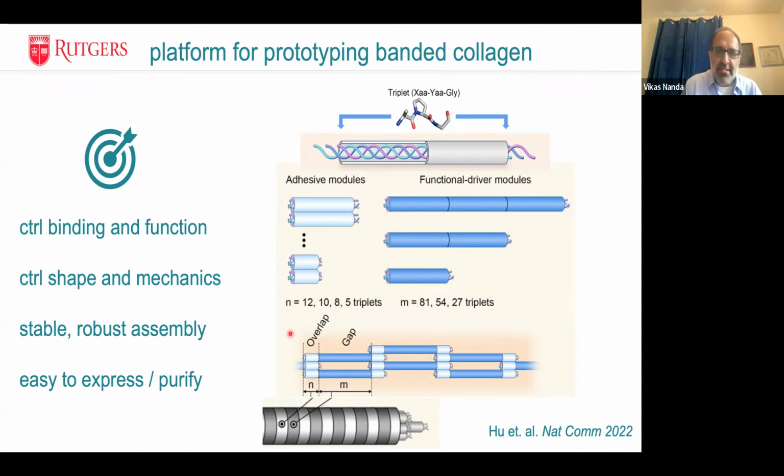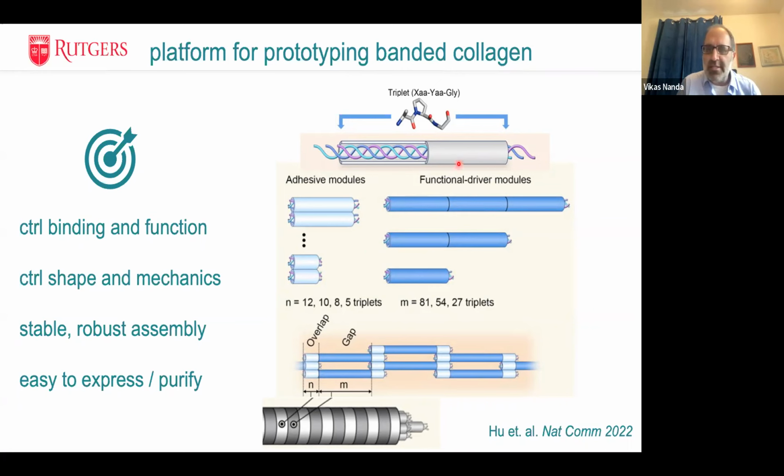We wanted the assembly to be rapid and robust, so we wanted to be able to do this repeatedly. And we wanted to be able to make large amounts of the material. We wanted to be able to express it easily and purify it easily, so that we could have a platform for playing around with all these different parameters. So this was really a biotechnological exercise. Could we build a prototype of a banded collagen fiber and then use that as a way to ask questions about collagen biology?